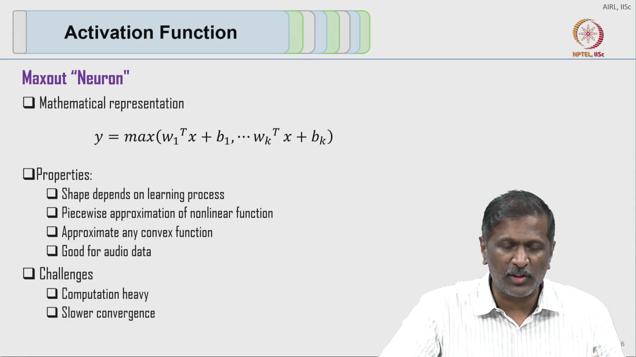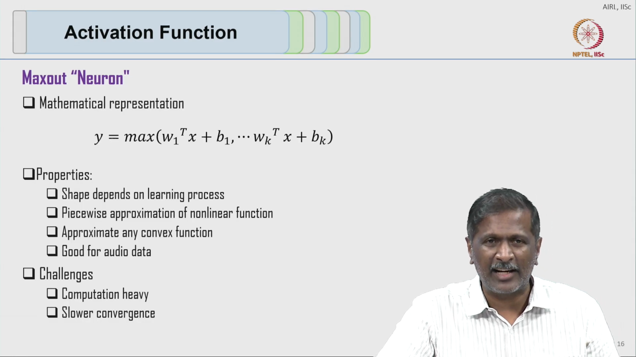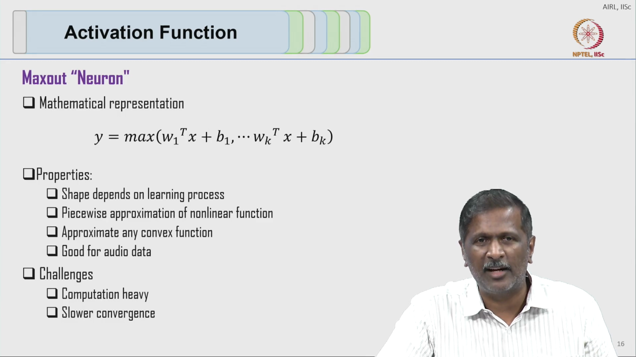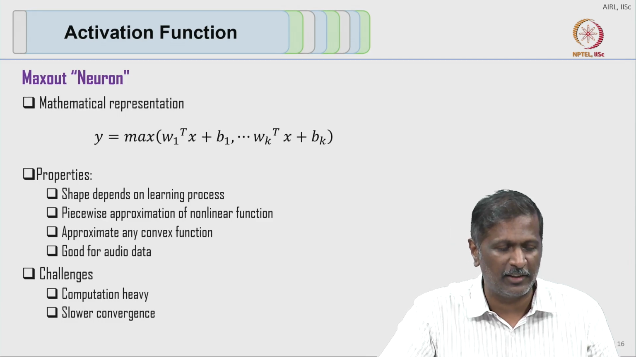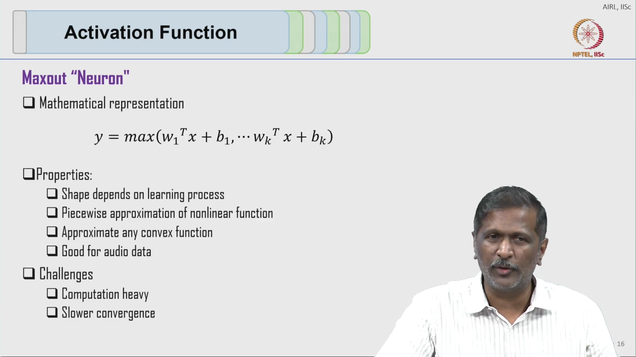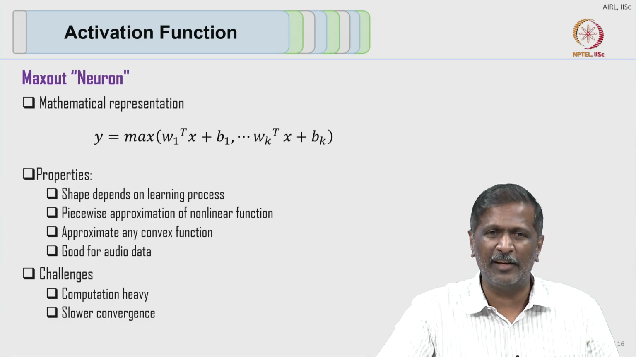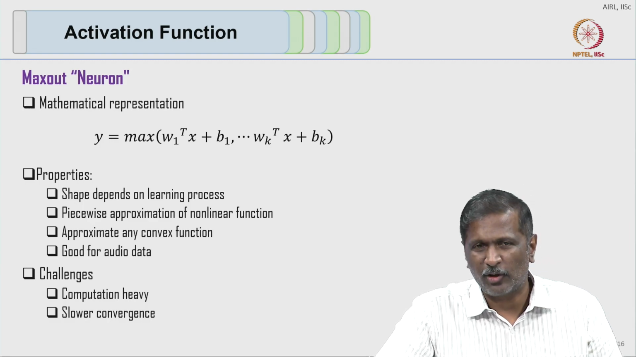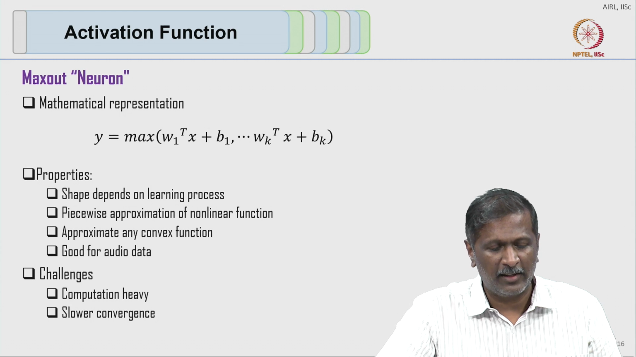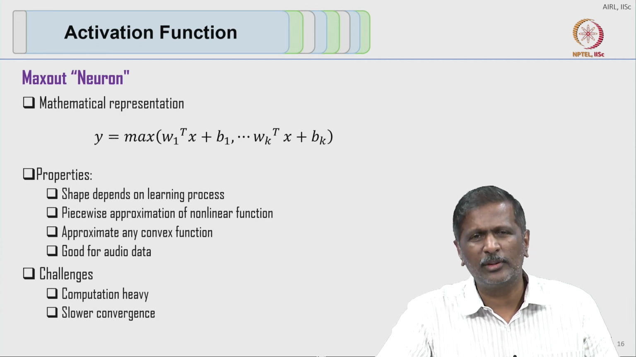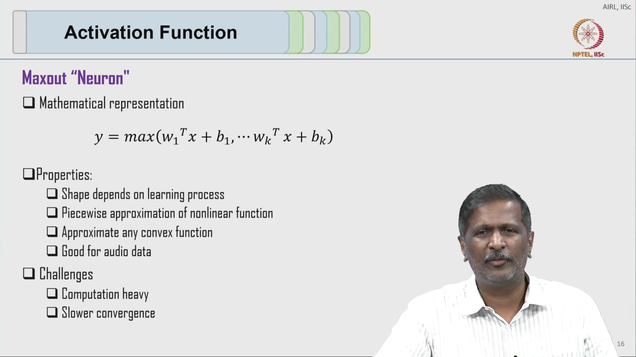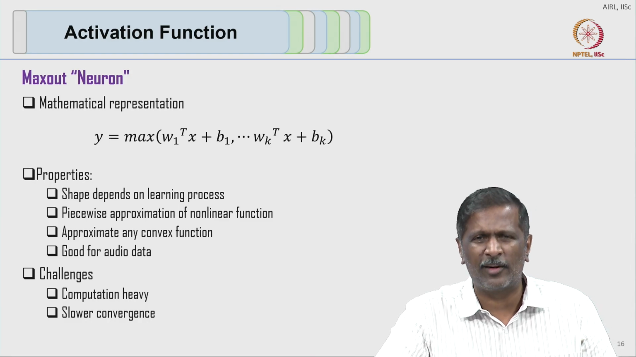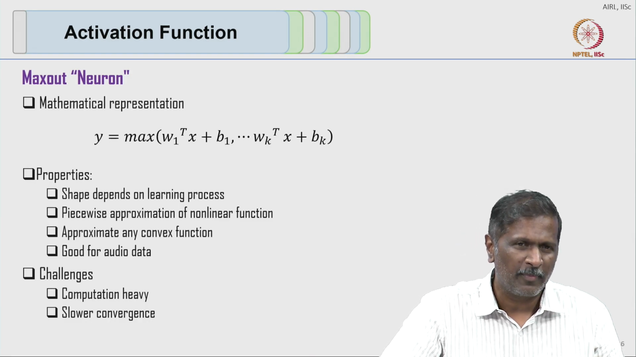The activation function shape depends on the learning process, the w's and bias b that we are trying to learn. It beautifully approximates any nonlinear function piecewise, right? You can approximate convex functions too, but it may be suitable for audio data, right? If your input data is audio, it is more suitable, but not for visual structures.